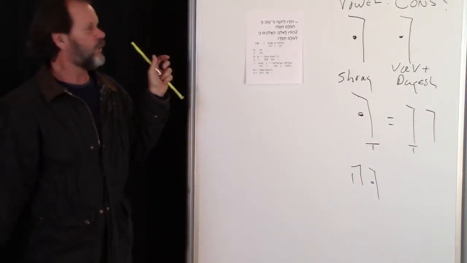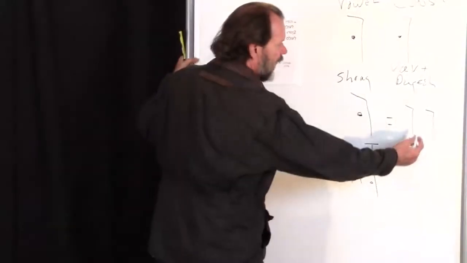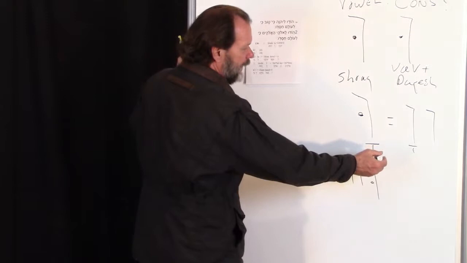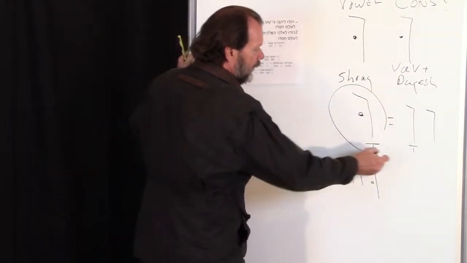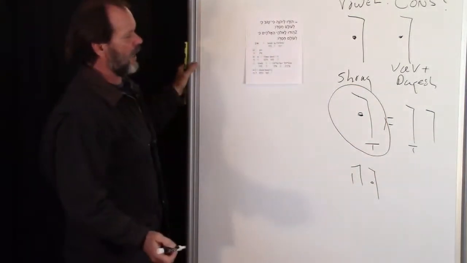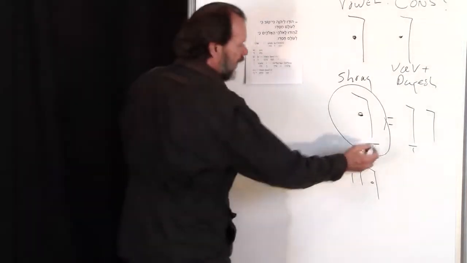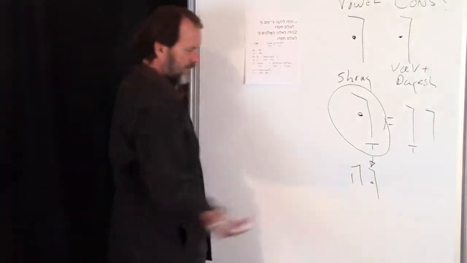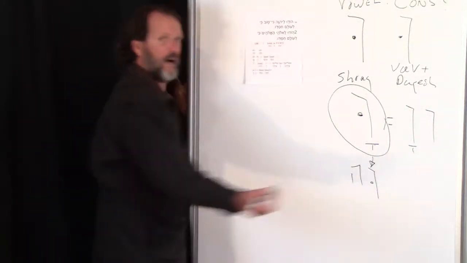Okay? Just like with the knowing that it was actually indeed a consonant with a dagesh, it was followed by a vowel. Once again, knowing that it's a vowel is another way of saying it's followed by a consonant.